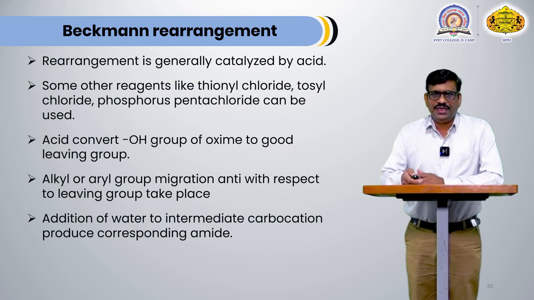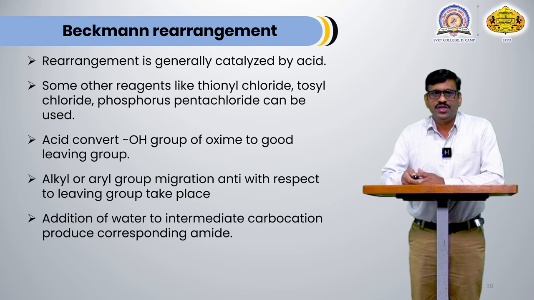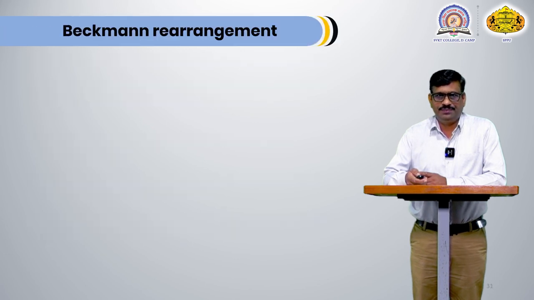These are some features of Beckmann rearrangement. This rearrangement is catalyzed by acid. Sometimes other catalysts like thionyl chloride, that is SOCl2, tosyl chloride, phosphorus pentachloride can be used for this reaction. Acid or acidic reagent converts OH group, which is a bad leaving group, into a good leaving group. Alkyl or aryl group, sometimes hydride, is also migrated, and the group anti with respect to the leaving group is generally migrated. Addition of water to intermediate carbocation produces the corresponding amide.